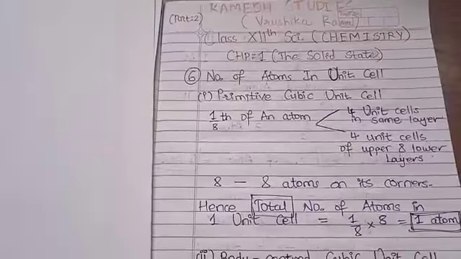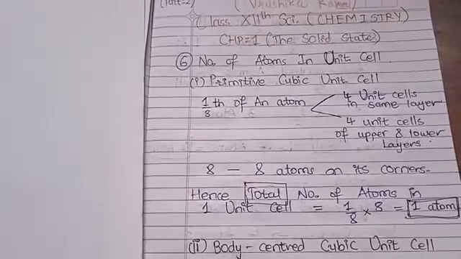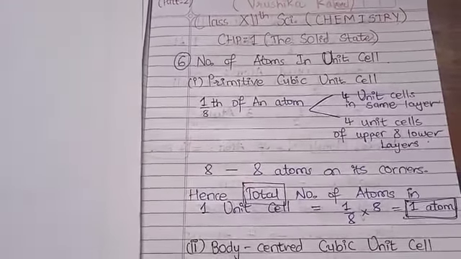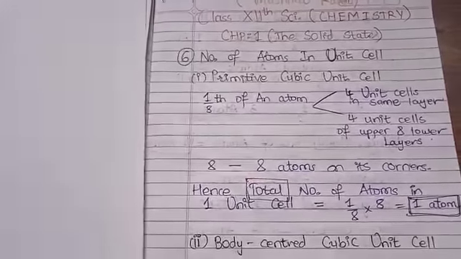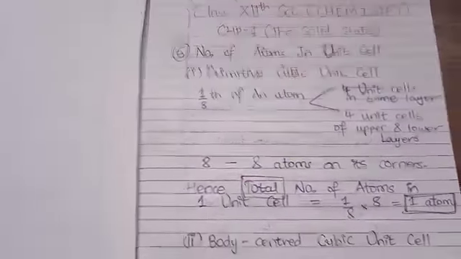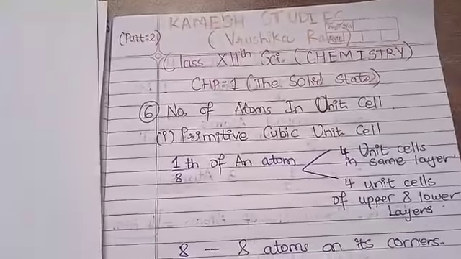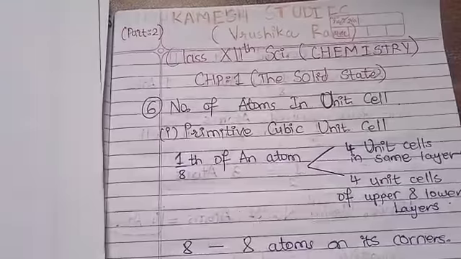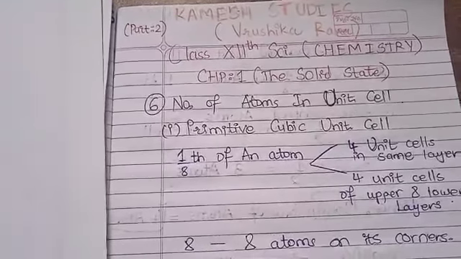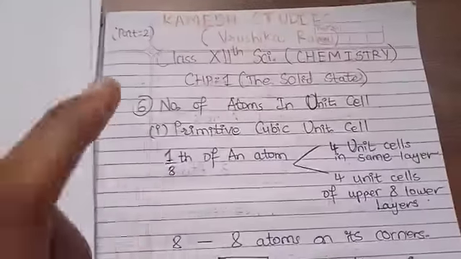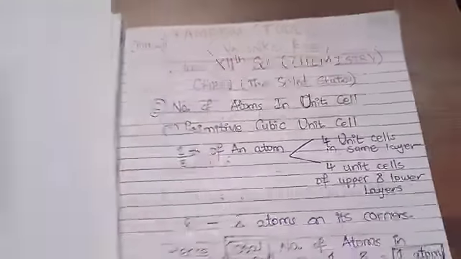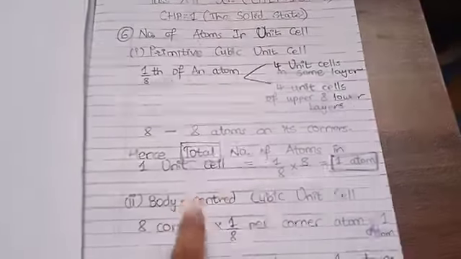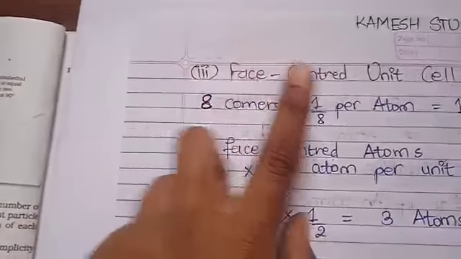Okay, so as we have seen, the unit cell is divided into three different types for centered unit cells, and the primitive unit cell is only one. First we are going to see the primitive unit cell, then we are going to move to the body centered unit cell, then we are going to proceed to the face centered unit cell.